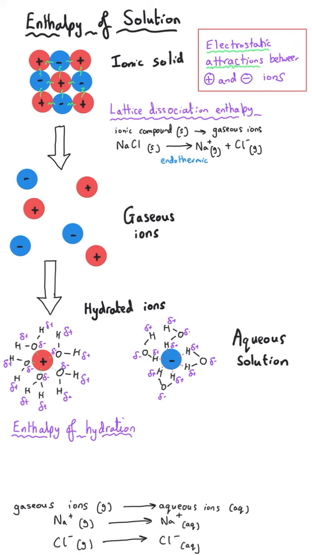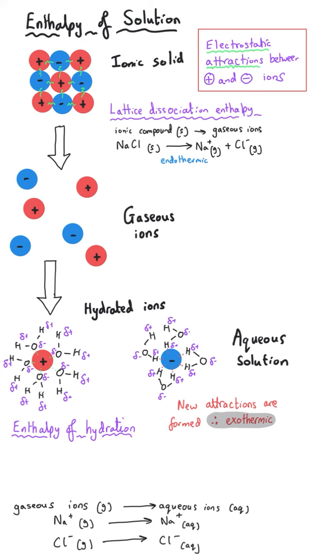And this process of forming new attractions between the gaseous ions and the water solvent to make the aqueous ions is called the enthalpy change of hydration, or the hydration enthalpy. Since we're making new attractions, these processes are always going to be exothermic, irrespective of what the charge of the ion is. We are always making new attractions between one region of the water and the ion itself.